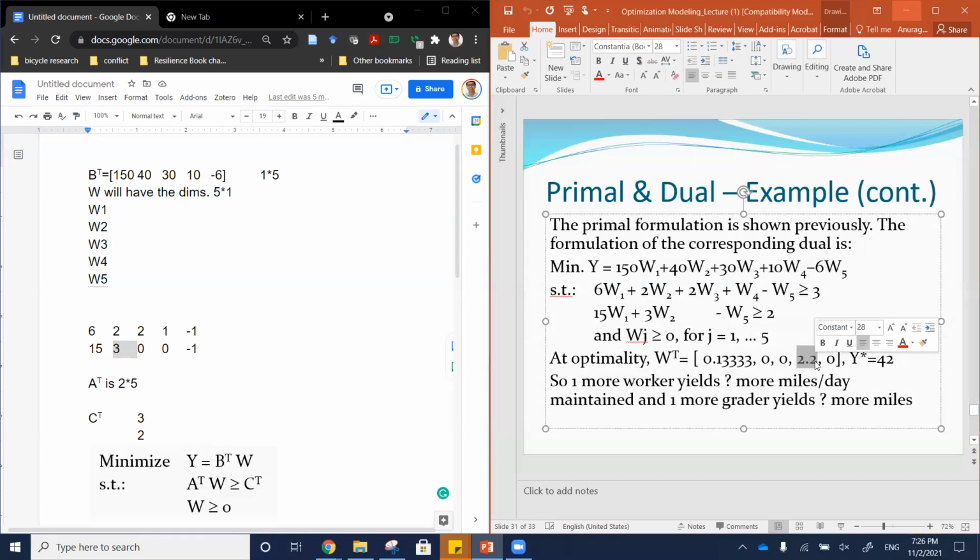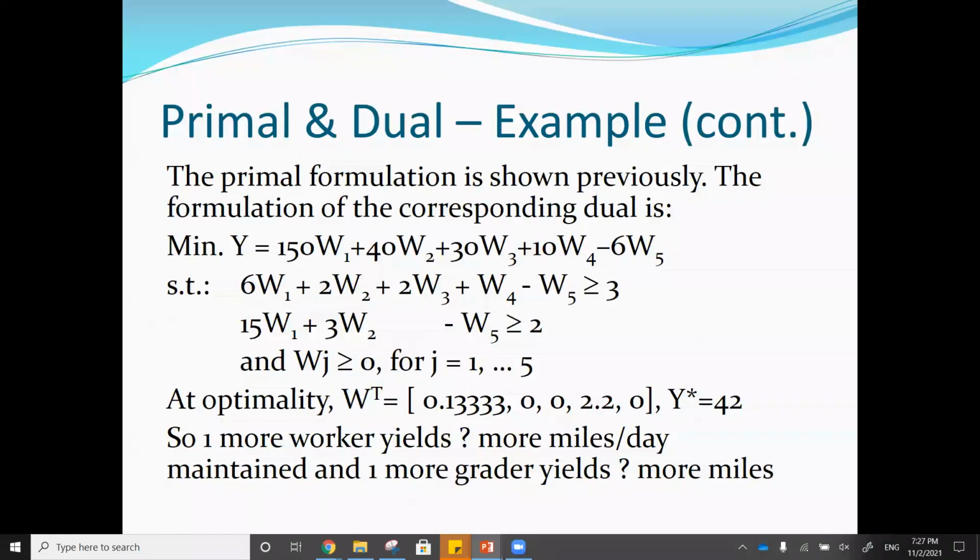So I'm going to repeat it again. The solution of the dual problem tells you the shadow price for each of the constraints in the original primal problem. That means if you look at this solution, 0.133, if you add one more worker, you'll be able to maintain 42.1333 miles of road total per day. That's 0.133 miles extra. If you add one more grader, you will be able to maintain 44.2 miles of road. So 0.133 more miles per day, 2.2 more miles per day. Dual problem solutions tell you what the shadow price for each of the original constraints would be.